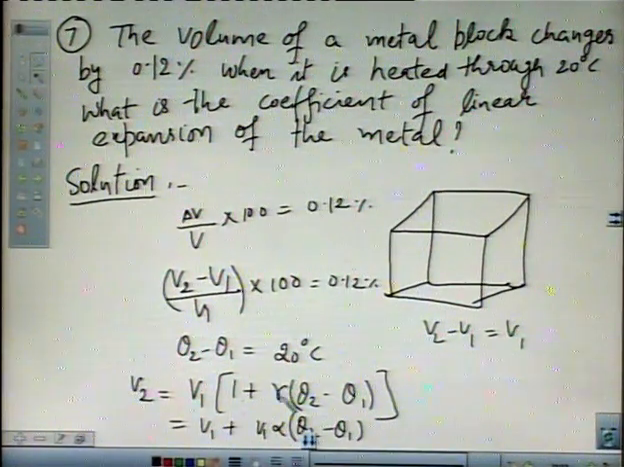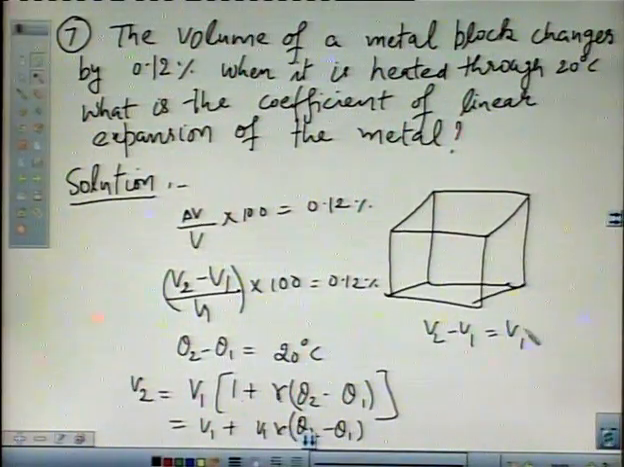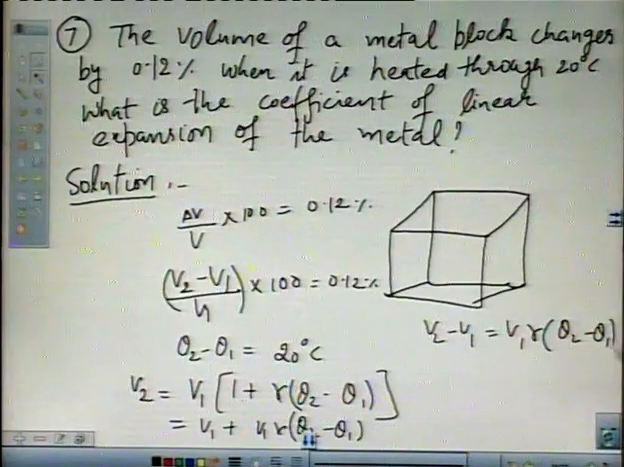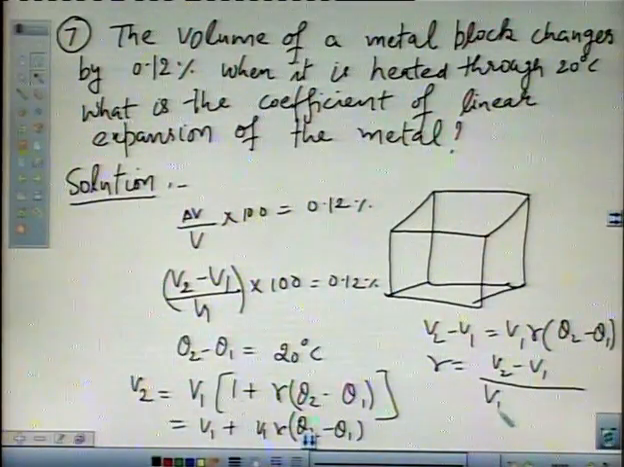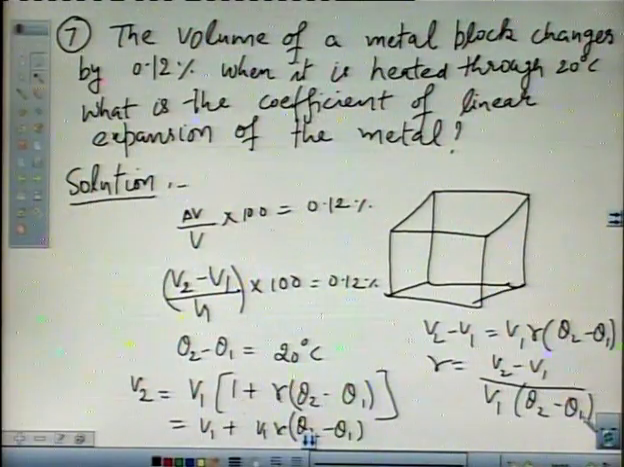Here we have gamma, which is the coefficient of volume expansion, gamma theta 2 minus theta 1. So, gamma is equal to V2 minus V1 upon V1 theta 2 minus theta 1. This is the coefficient of volume expansion. Now, firstly we will find gamma.